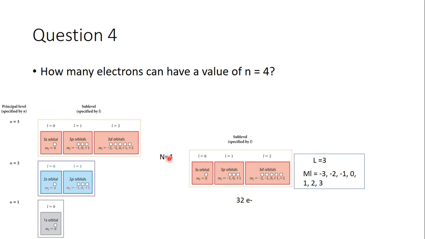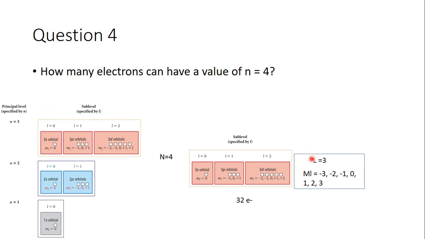So n is 4, L could be 0, and if L is 0, m sub L has to be 0. That's one box. Well, if n is 4, L is 1, m sub L could have 3 values, negative 1, 0, and plus 1. Notice you can have m sub L = 0 listed twice and they're separate, so in total you would have 4 boxes here.